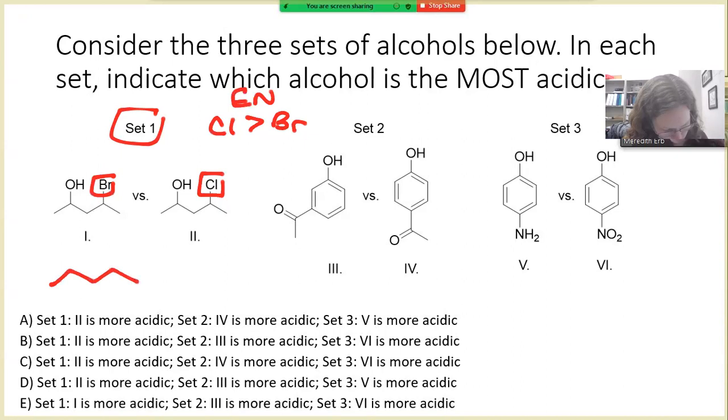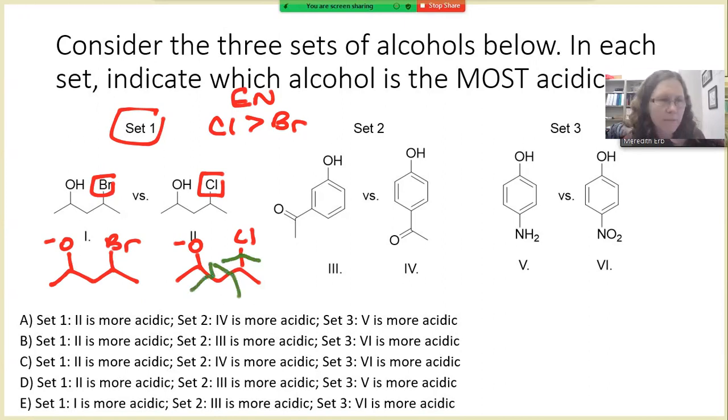So if we draw out our conjugate bases here, the atom in each case has the negative charge on an oxygen, so they're equivalent there. But bromine and chlorine and their electronegativities can still play a role through induction. And for induction, we're going to be pulling electron density through the sigma bonds. Okay, so the idea here is just that the electron density gets pulled in a higher amount towards the chlorine atom, which is more electronegative. The bromine also can have an inductive effect, but it's not as great as the chlorine because it's less electronegative.